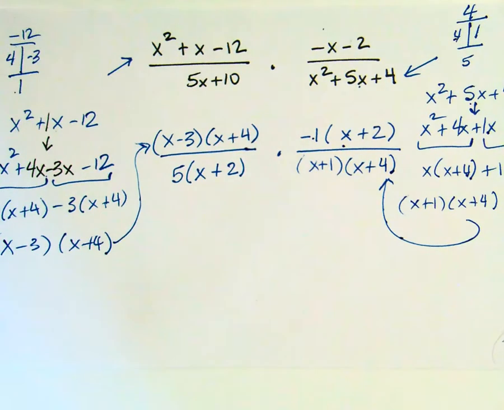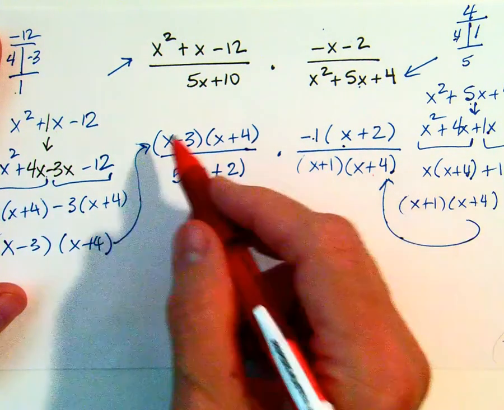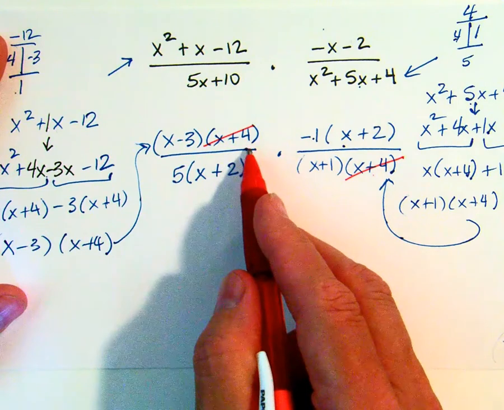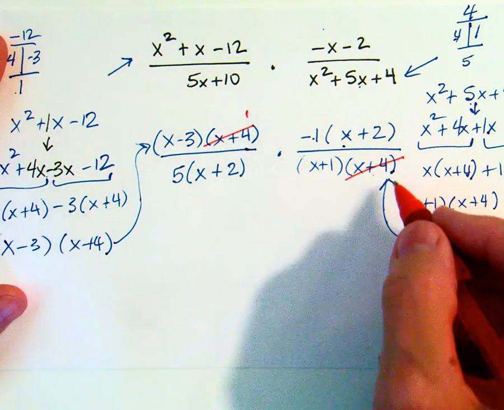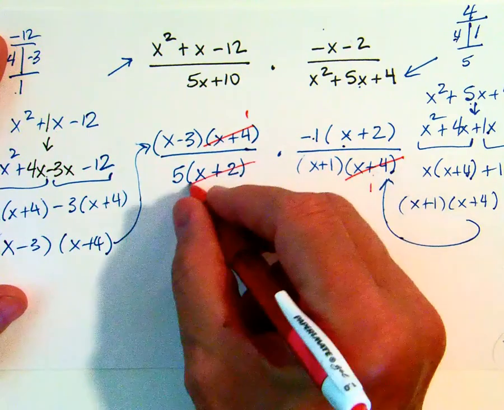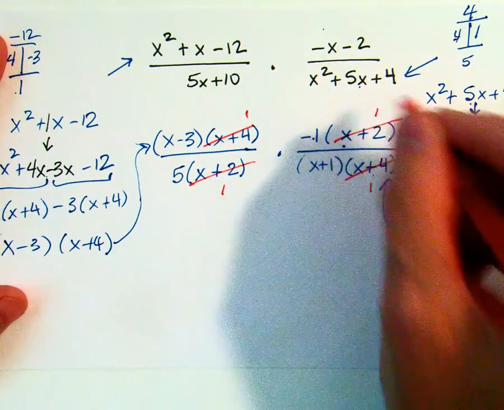Now once I've done that, I look at that and see if there's anything there that I can factor out. Is there? Well, yeah, there is. There's an x plus 4 and there's an x plus 4. X plus 4 divided by x plus 4 is 1. Oh, look, x plus 2. X plus 2 divided by x plus 2 is 1.